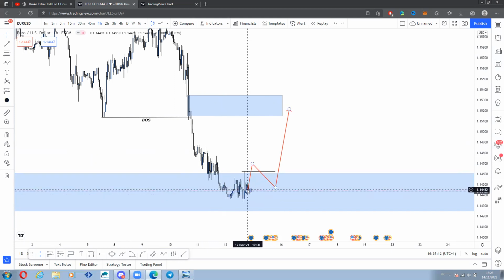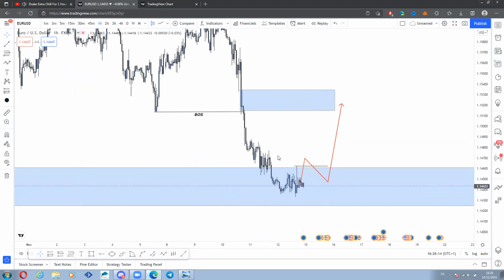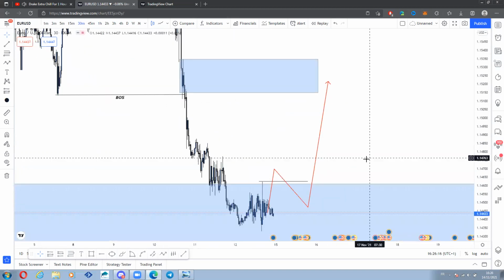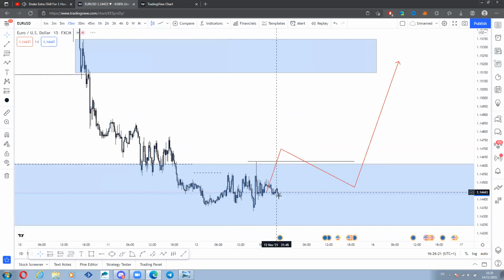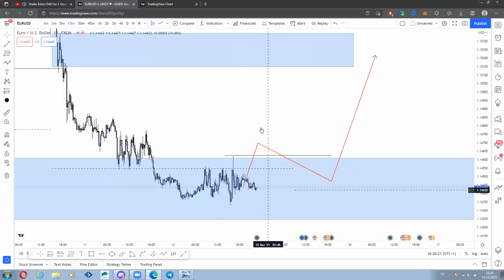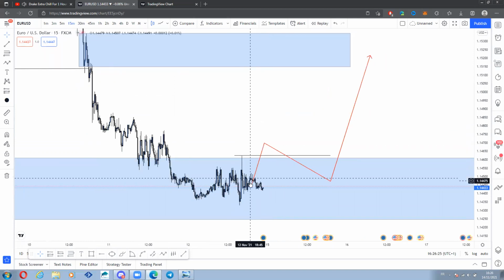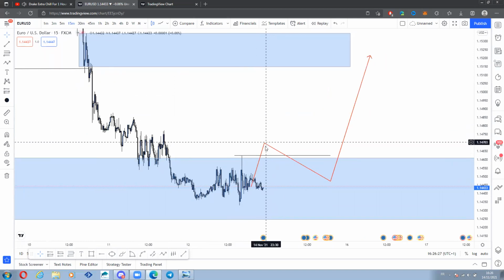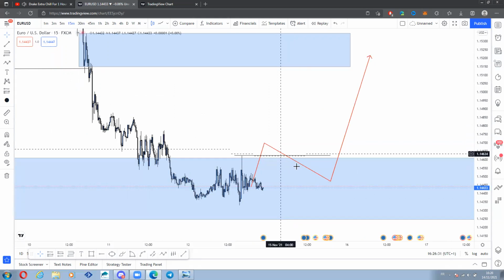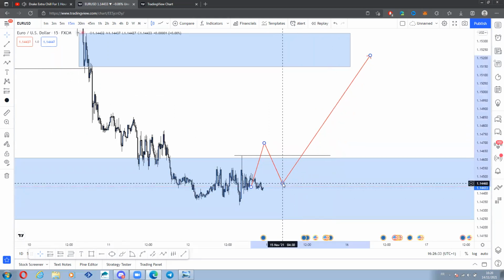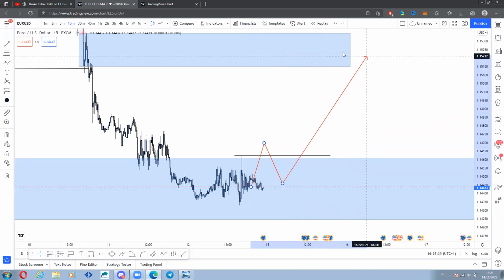Before the strength, we need confirmation, which is that I need to see a break of structure of this high in here. If you can see that high, I need to see a break of it. That's the first confirmation that I'm right in my analysis. After this confirmation, I'm going to look for demand zones in here, wait for the pullback to my demand zone, and then look for buys.